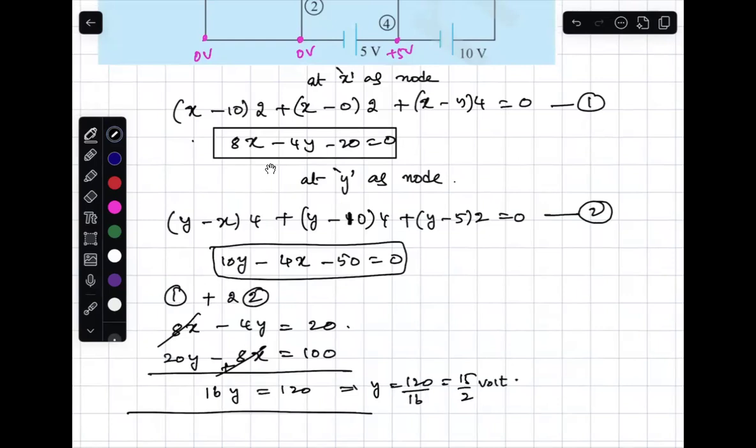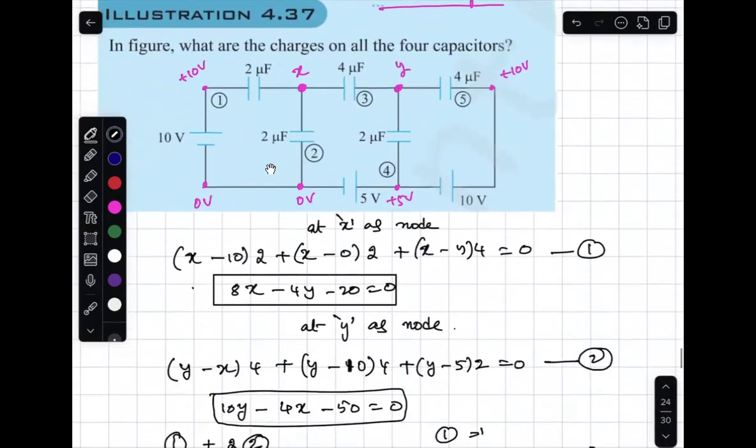Use the value of y in any of the equations. Implies equation 1 implies 8x minus 4y, 4y means 30, minus 20 is equal to 0. X is equal to 25 by 4 volt. I have given X, I have given Y. You find whatever you want. Right? Any doubts? Clear? Sure?